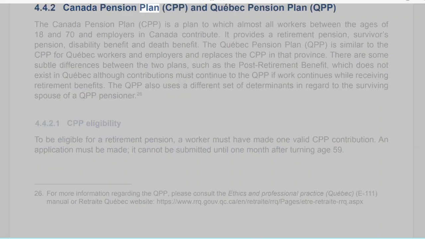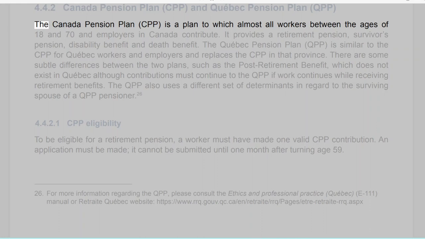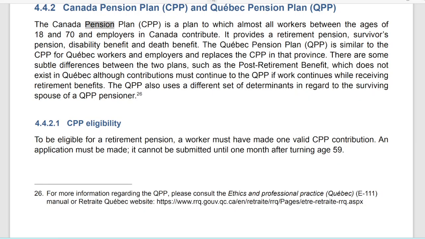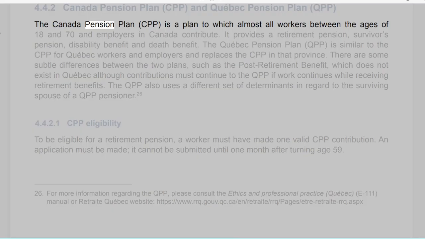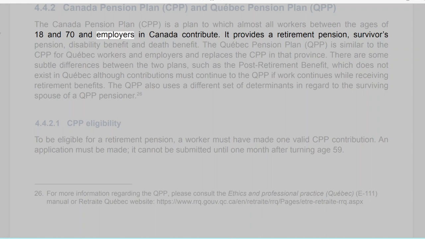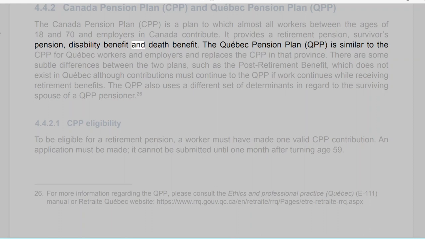Point 2 Canada Pension Plan, CPP, and Quebec Pension Plan, QPP. The Canada Pension Plan, CPP, is a plan to which almost all workers between the ages of 18 and 70 and employers in Canada contribute. It provides a retirement pension, survivor's pension, disability benefit, and death benefit.